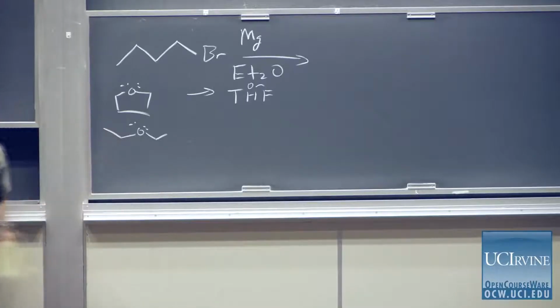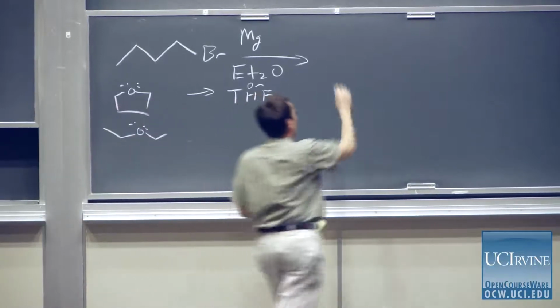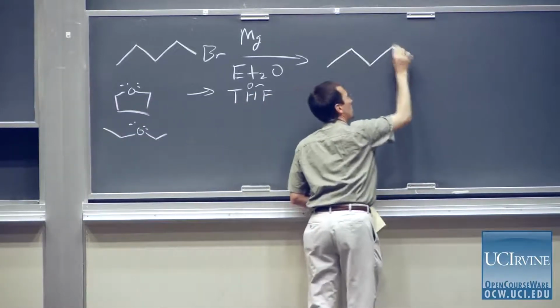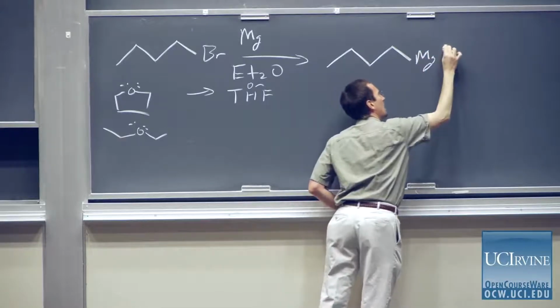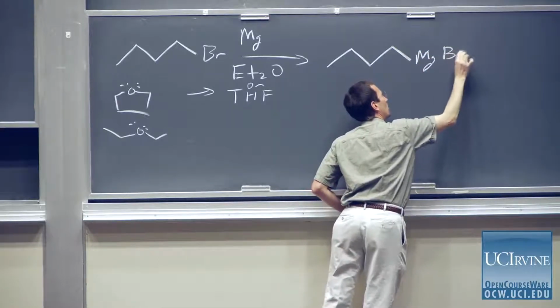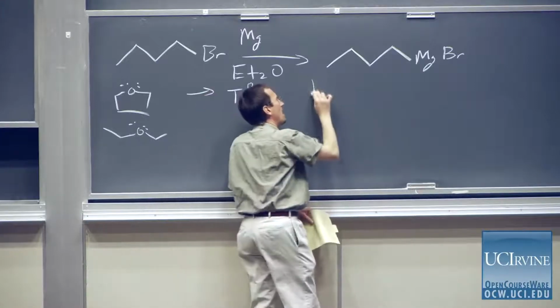And either of these work well. The result is that you get a Grignard reagent. I started with butyl bromide here, and so I'll write the Grignard reagent from butyl bromide. We call this butyl magnesium bromide.